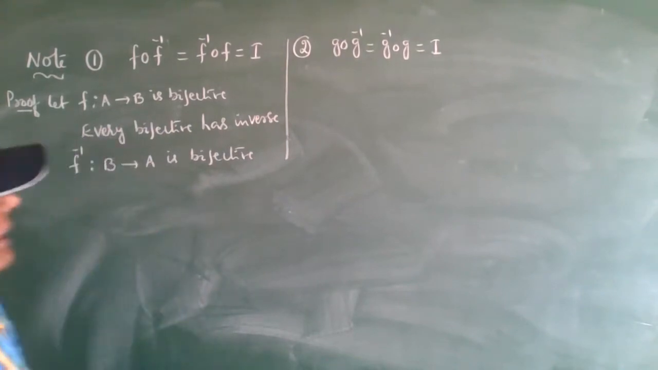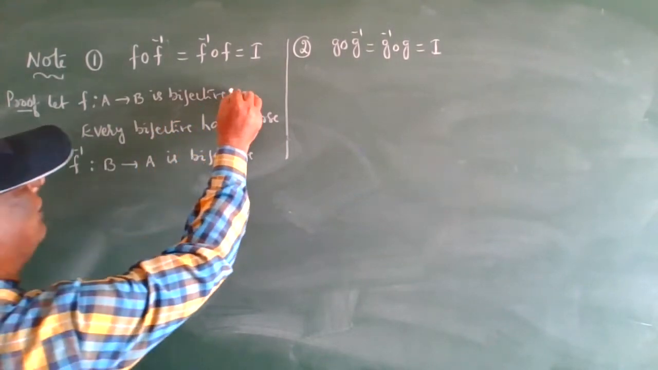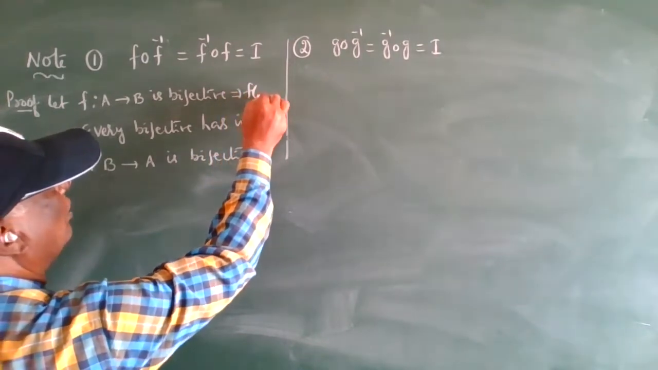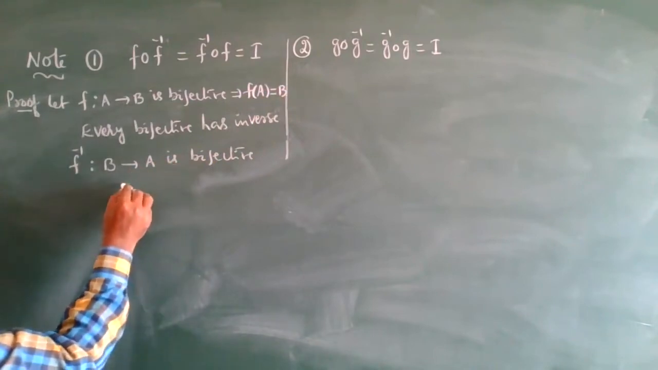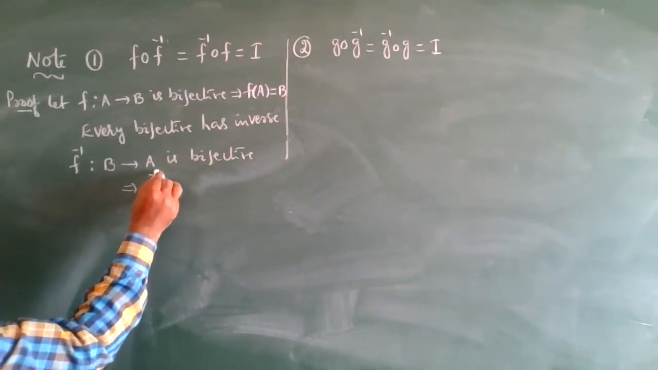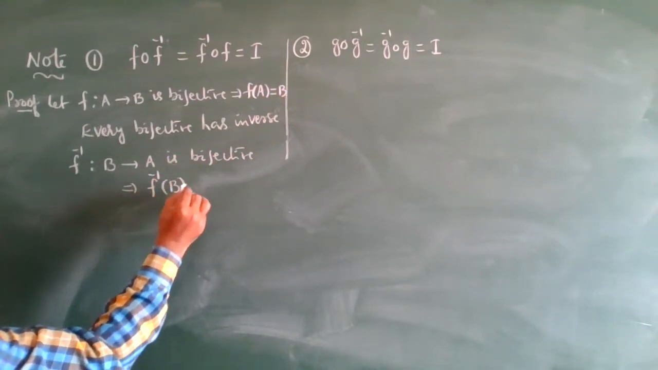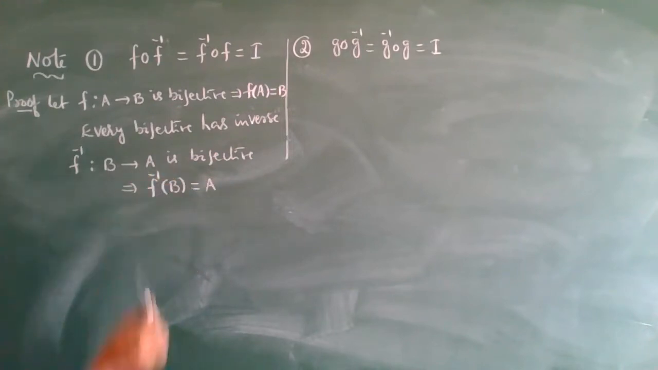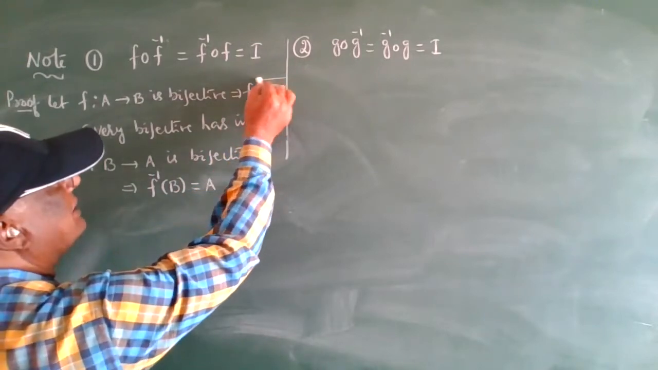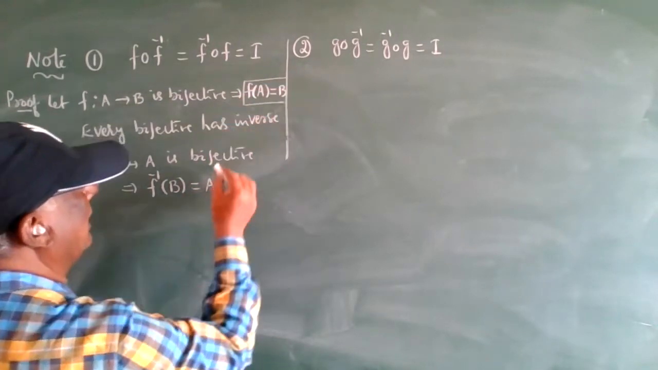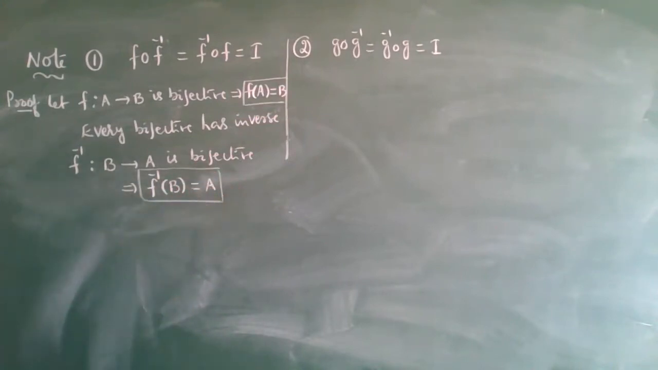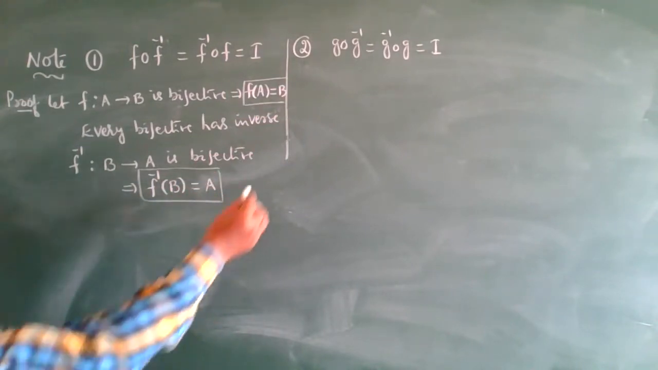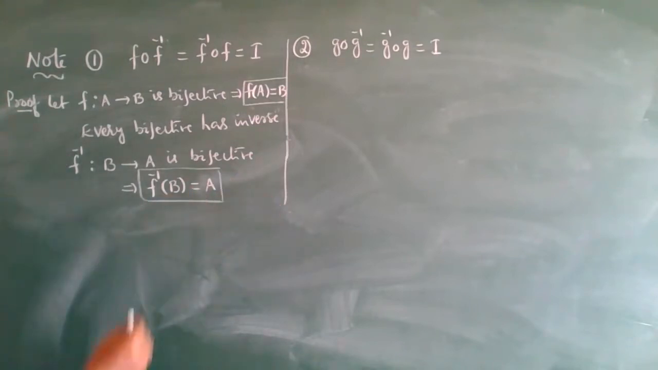See, everyone. Here F of A is equal to B, the image of A is B. Here F inverse of B is equal to A. F inverse of B is equal to A. The image of B is A.